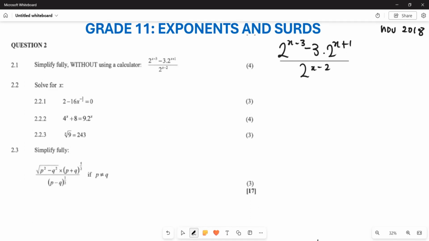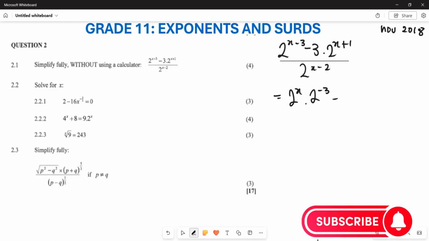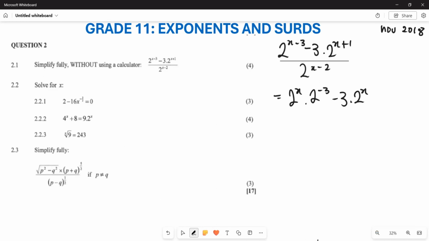in factor form. And now, when you're writing this in factor form, this is going to be the same as 2 to the power of x multiplied by 2 to the power of negative 3, subtract 3 multiplied by 2 to the power of x, plus, let's write this also in factor form, multiplied by 2 to the power of 1, because that is the same as your 2. Isn't it so? Now, in your denominator, you're going to also have 2 to the power of x multiplied by 2 to the power of negative 2.